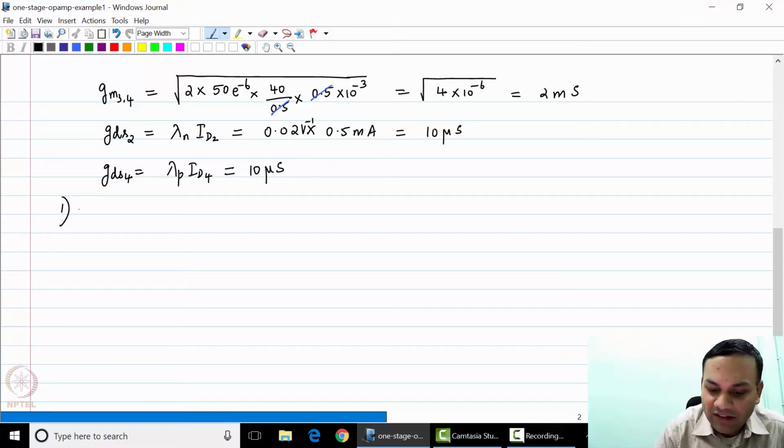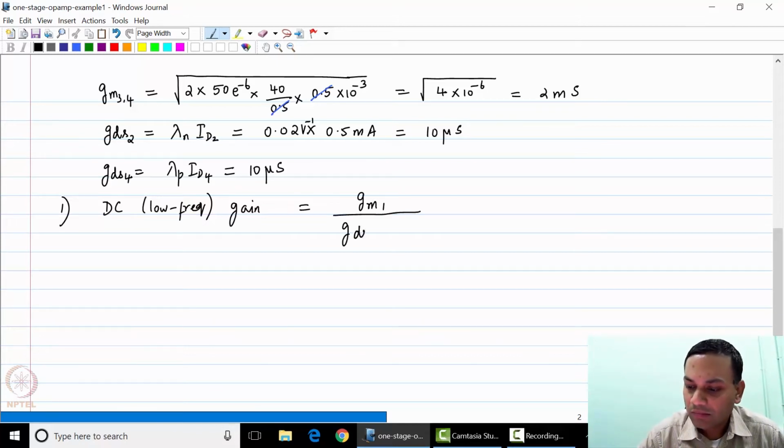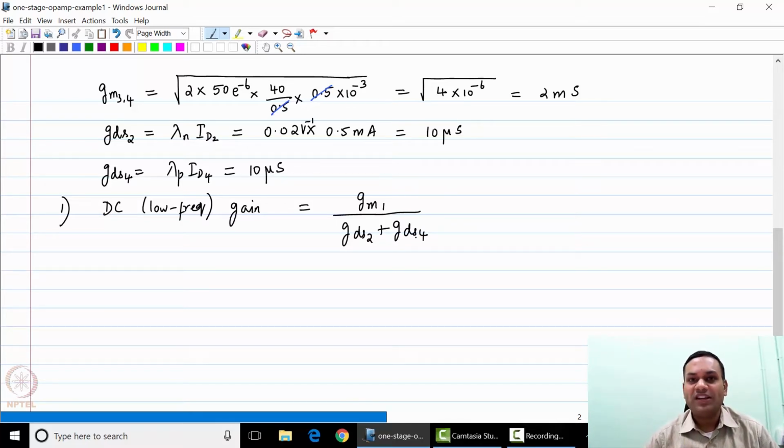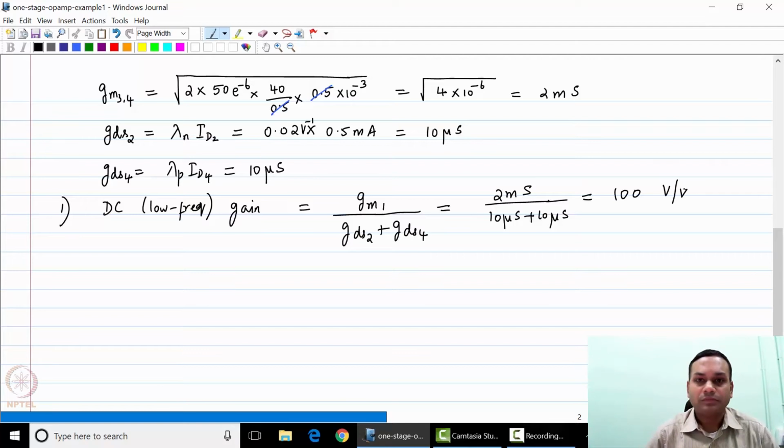So the first component that we will write down is the DC, also called the low frequency gain of the OpAmp. This is nothing but GM1 over GDS2 plus GDS4. 1 over GDS2 plus GDS4 is nothing but RDS2 parallel RDS4. So this is 2 millisiemens over 10 microsiemens plus 10 microsiemens. So this is a gain of 100 volt per volt. So this is the DC gain of the OpAmp.